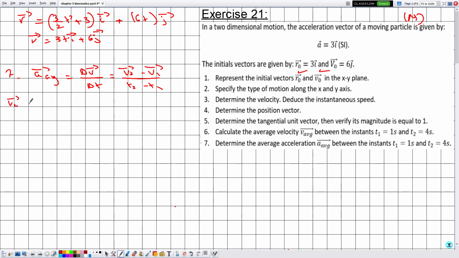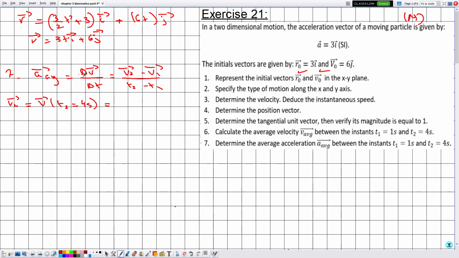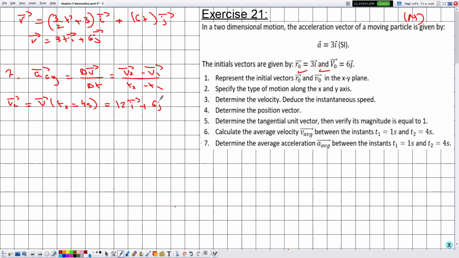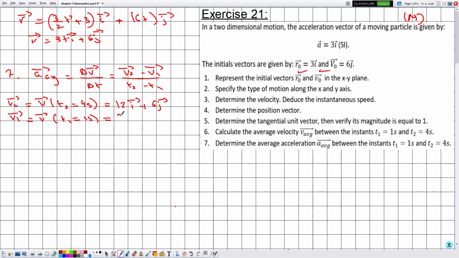v2 is the velocity computed at the instant t2 equal to 4 seconds, so it's given by 3 multiplied by 4, which is equal to 12i, and this is independent of time, plus 6j. As for v1, which corresponds to v computed at the instant t1 equal to 1 second, it is given by 3 multiplied by 1, which is equal to 3i, plus 6j.